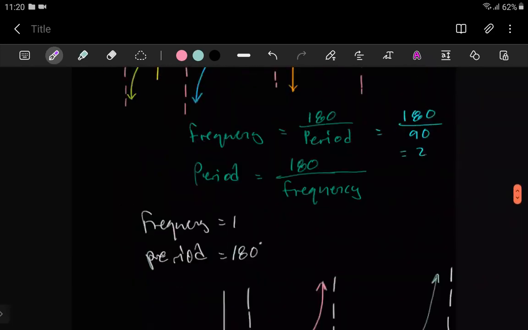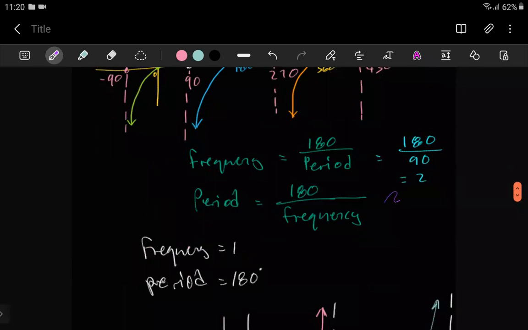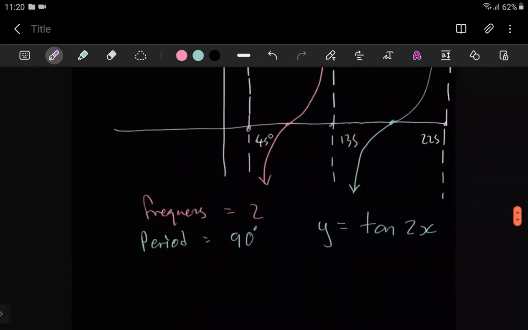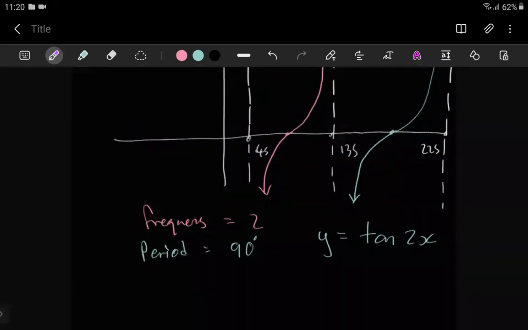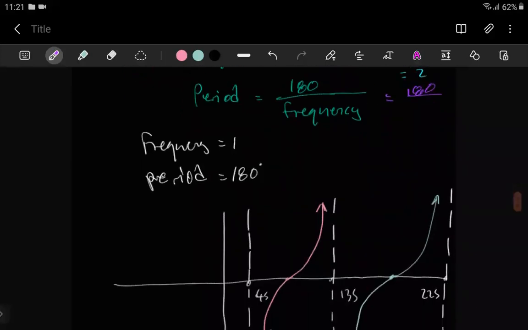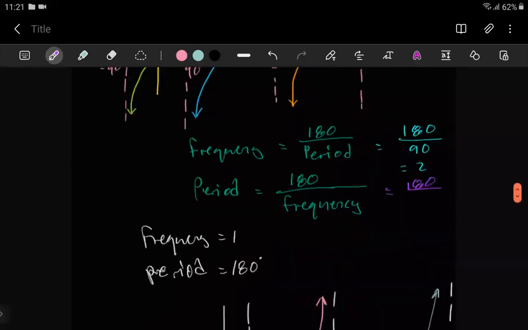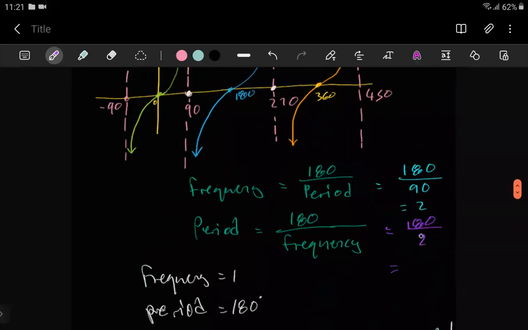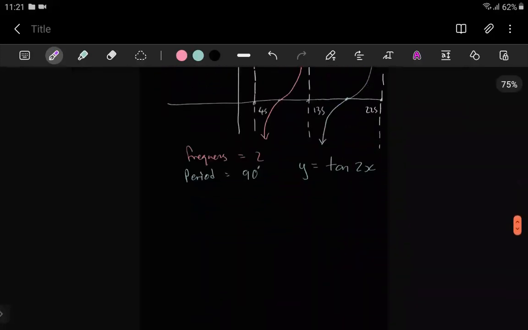I mean, for the second one, you already figured out the period. But say you did not figure it out. You would then ask yourself, in a space of 180, how many full graphs do you see? You see 2 full graphs. So for the period, you'd have said 180. In a space of 180 degrees, you're seeing 2 full graphs. So you put a 2 here. 180 divided by 2, that would be your 90 over there. So that's the idea with the graphs.